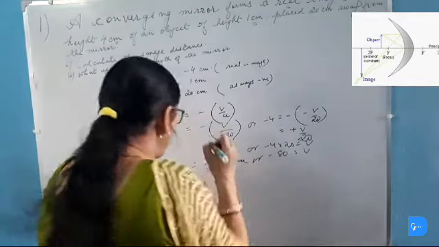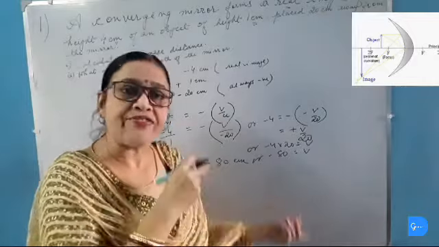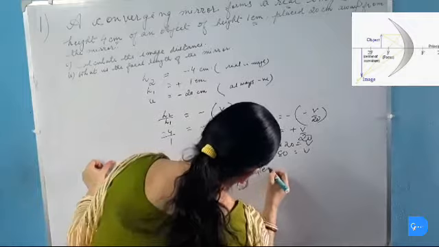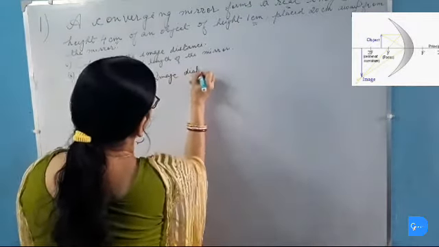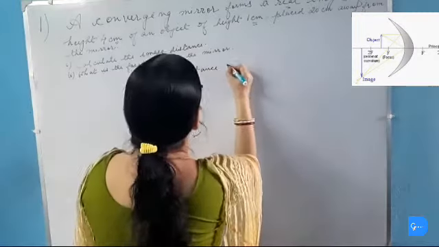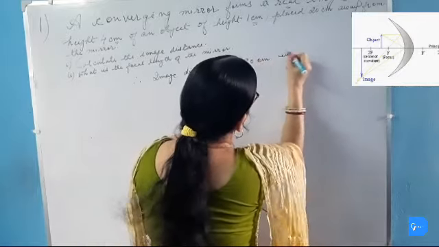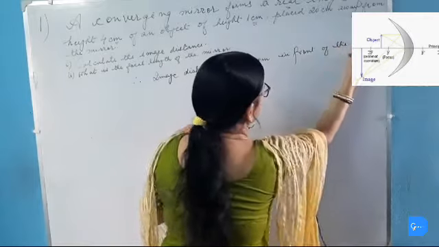Here the minus sign means that the image is formed in front of the mirror or on the left side of the mirror. So the image distance will be 80 cm. So image distance is equal to 80 cm in front of the mirror because it is a real image.